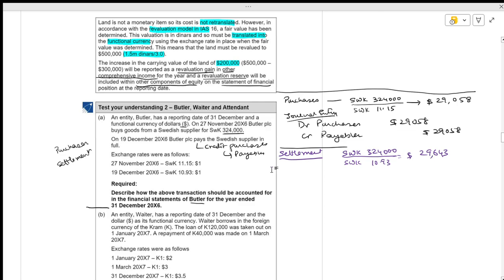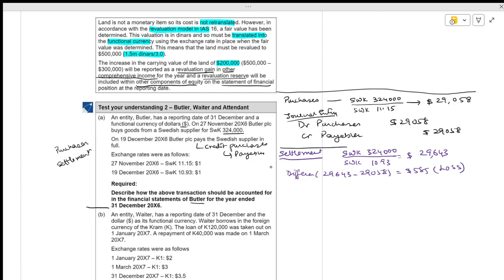Now we have to take the difference. How much is the difference? The difference is 29,643 minus 29,058. It comes to 585. You are paying more. Is it right? You are paying more. It means it is a loss.